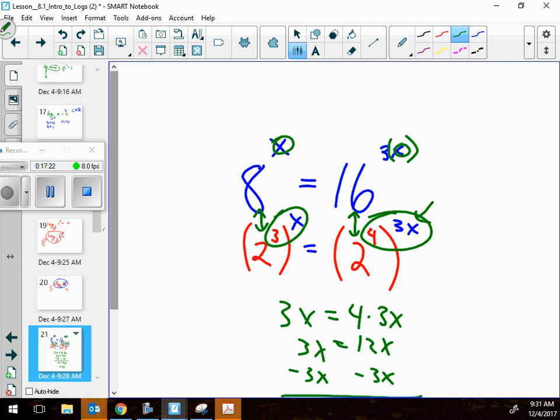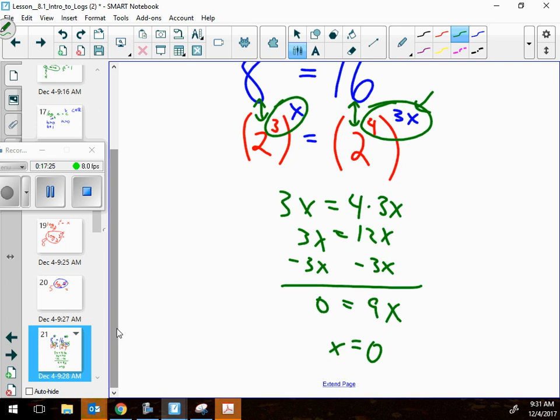I know that got weird there, but it's important for you to be confident in yourself that, no, I can solve that. That doesn't mean that there's something broken. 9 times what equals 0? 9 times 0 equals 0. Or divide by 9 if that makes you feel better. 0 divided by 9 is 0.